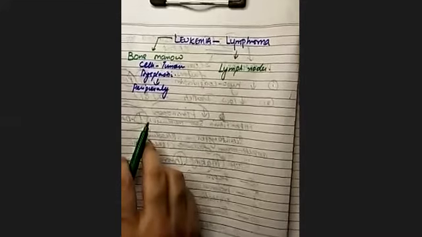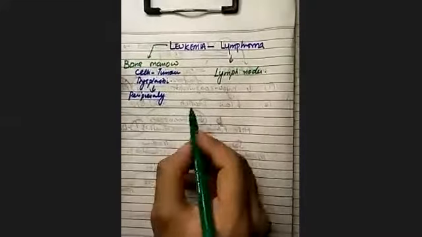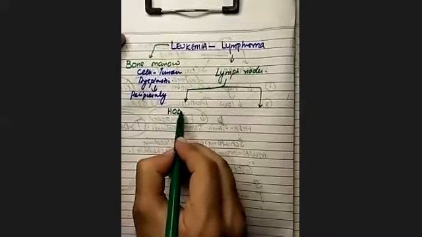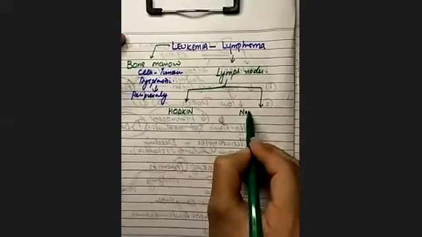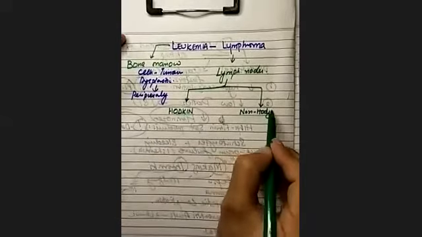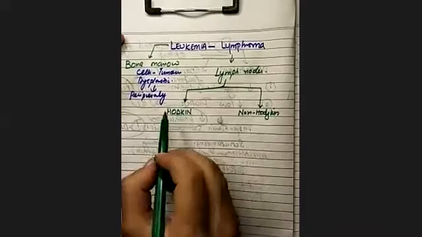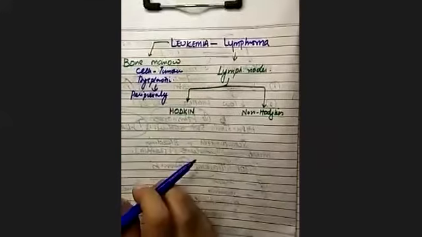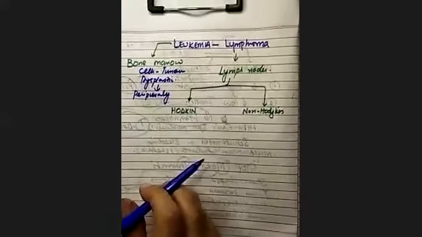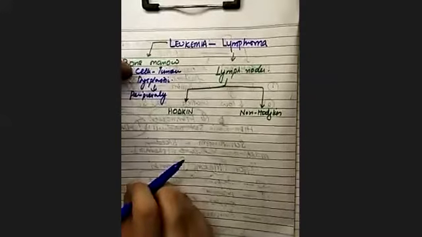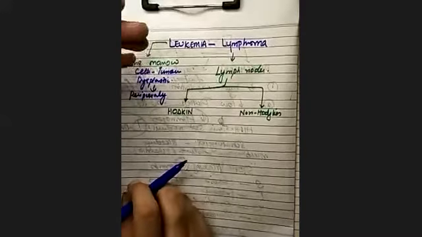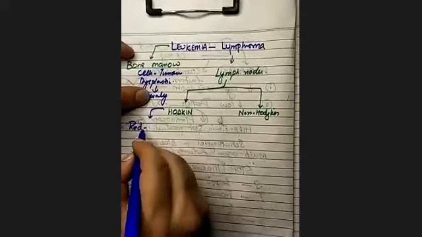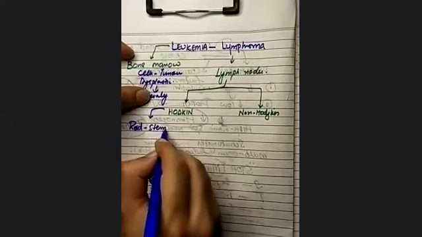So let's talk about the lymphoma, and we are going to divide them into two: Hodgkin and non-Hodgkin. So Hodgkin's lymphoma have a specialized type of cells known as the Reed-Sternberg cells.